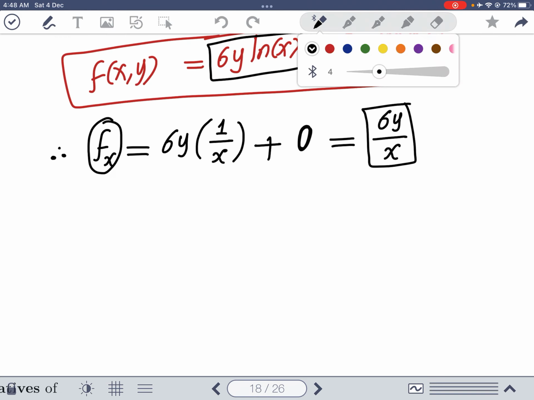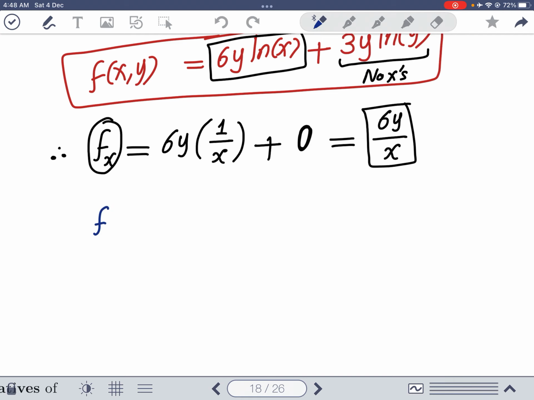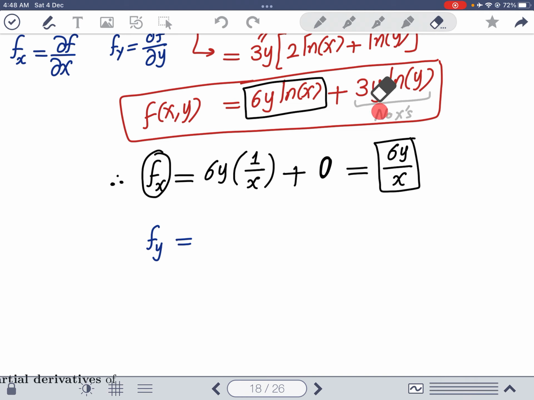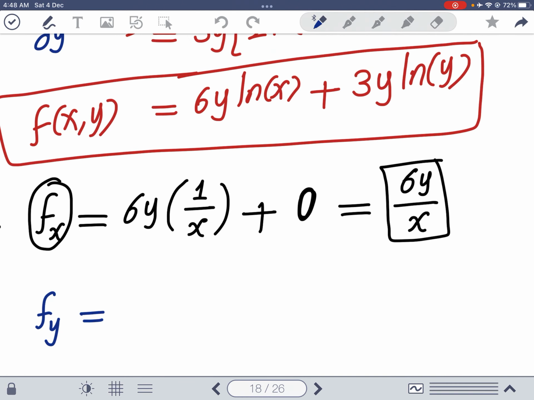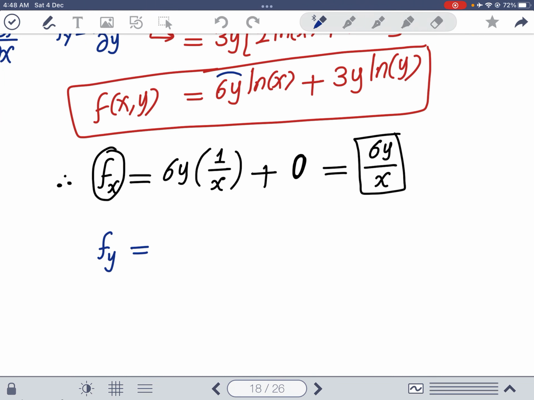Now, the partial with respect to y. f with respect to y is, and let's now think in terms of y. So x is the constant. This ln x for us will be a constant. It will remain there. And derivative of 6y is 6 with respect to y. So this will be 6 ln x.